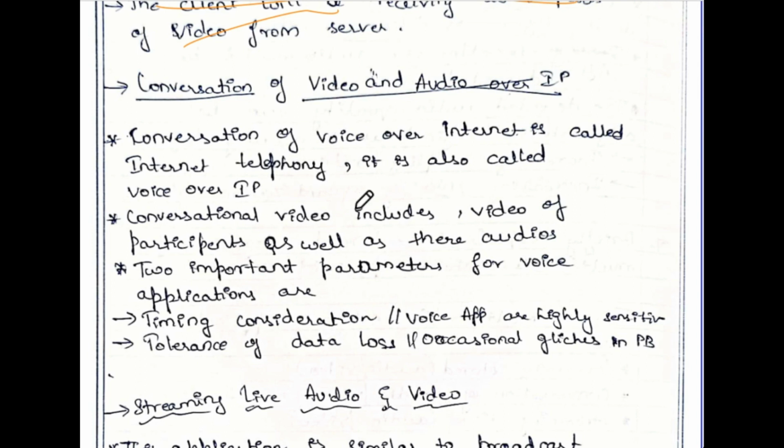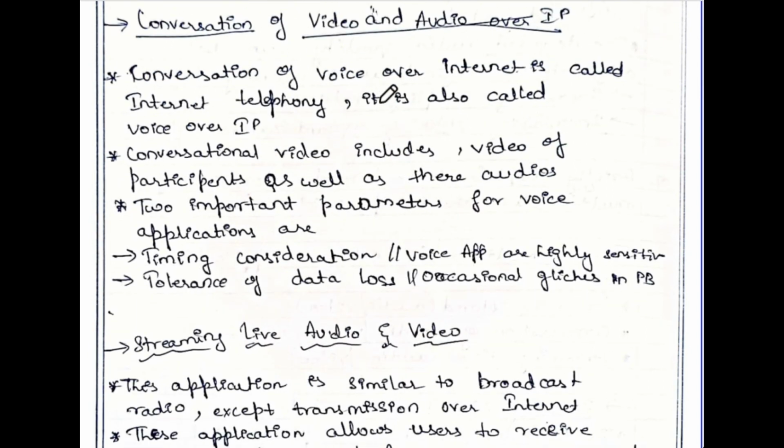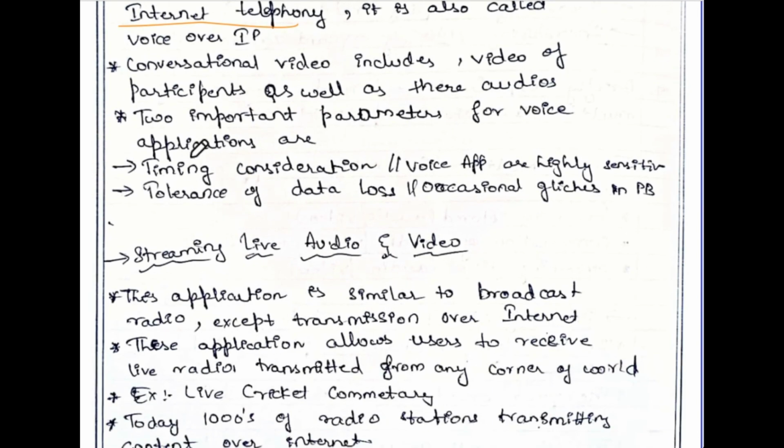Conversational audio and video over IP. The conversation of voice over internet is called internet telephony. It is also called voice over IP, internet protocol. Conversational videos include video of participants as well as their audio. These conversational videos contain the video along with the audio.